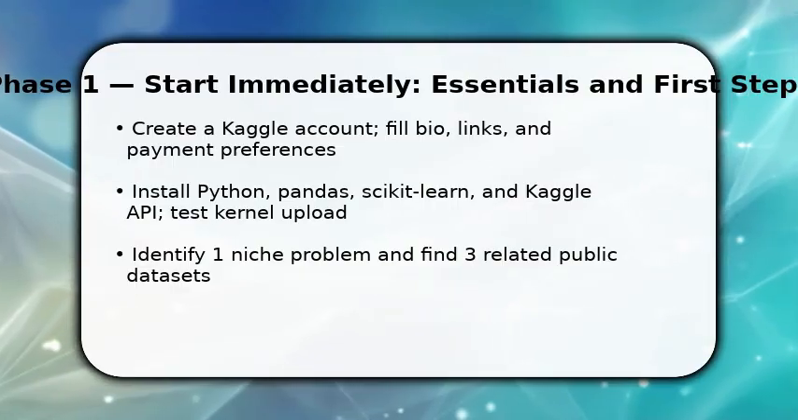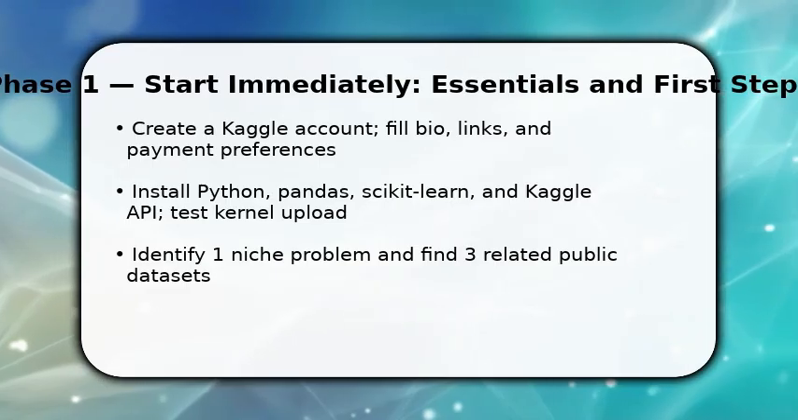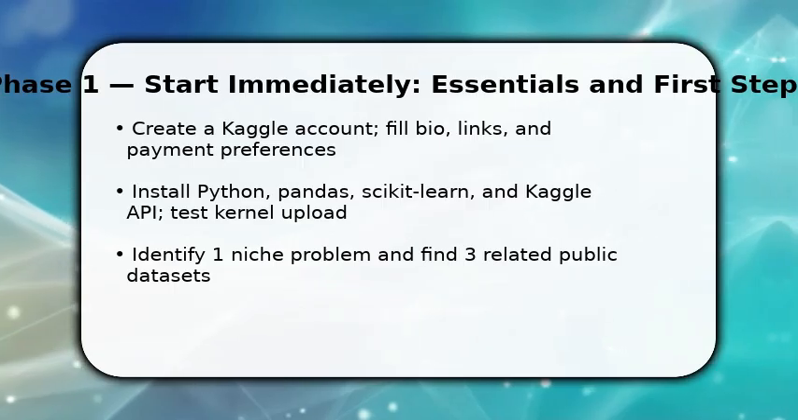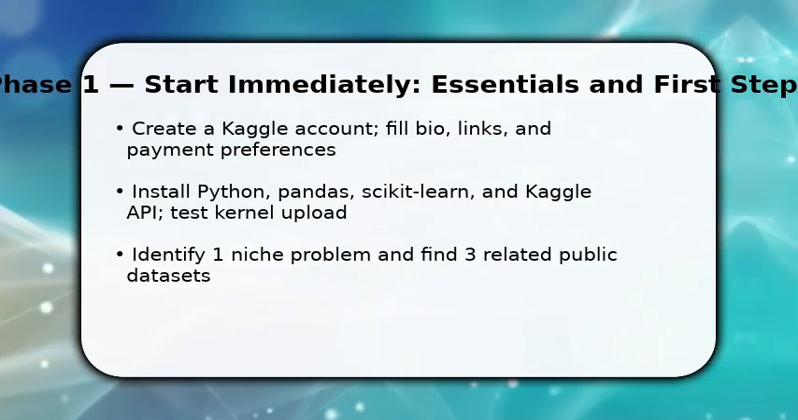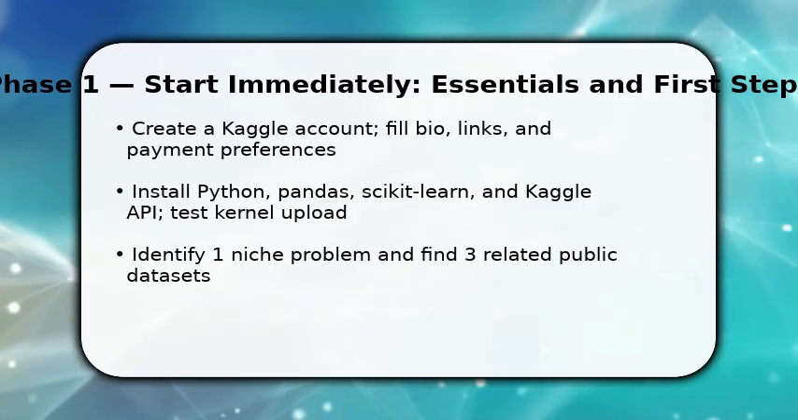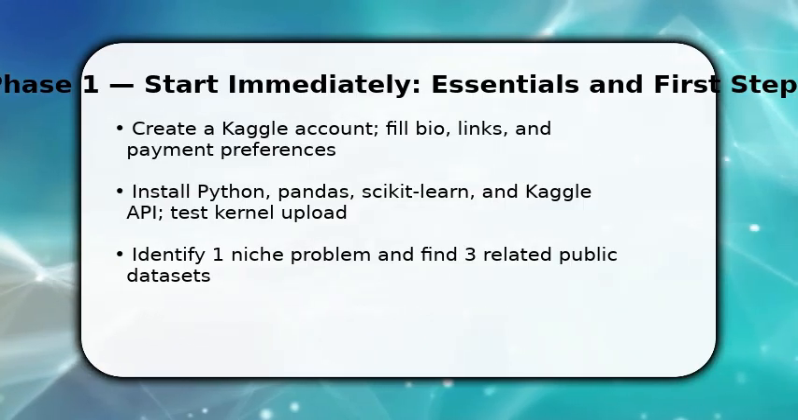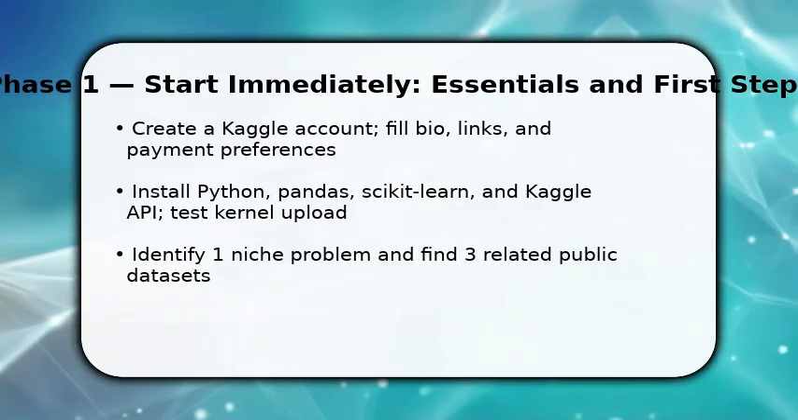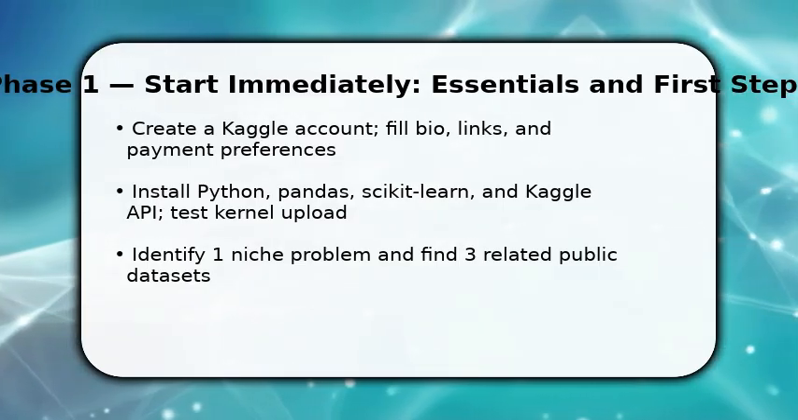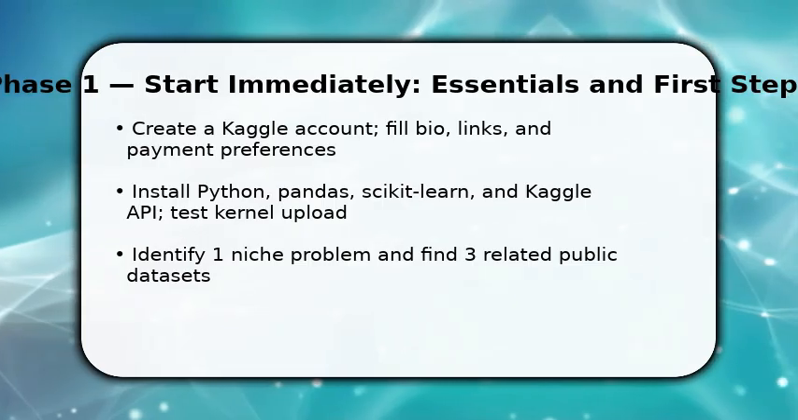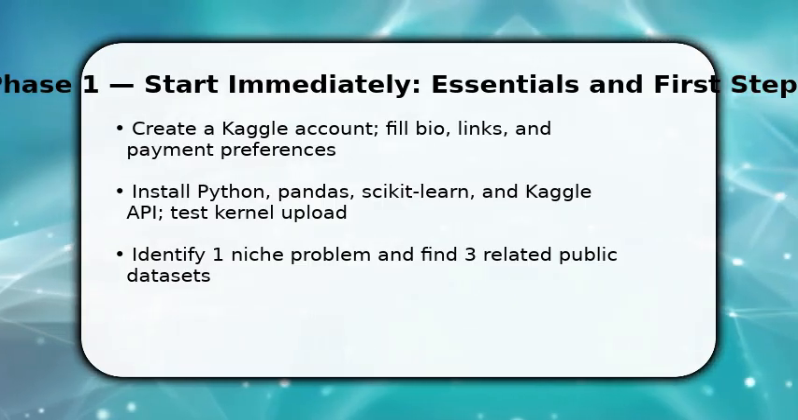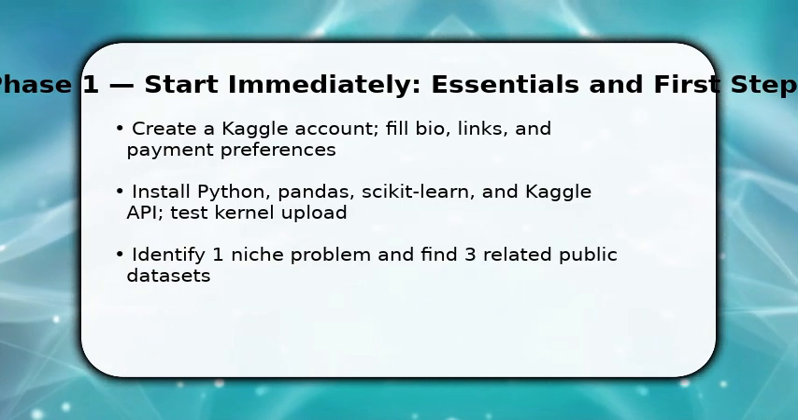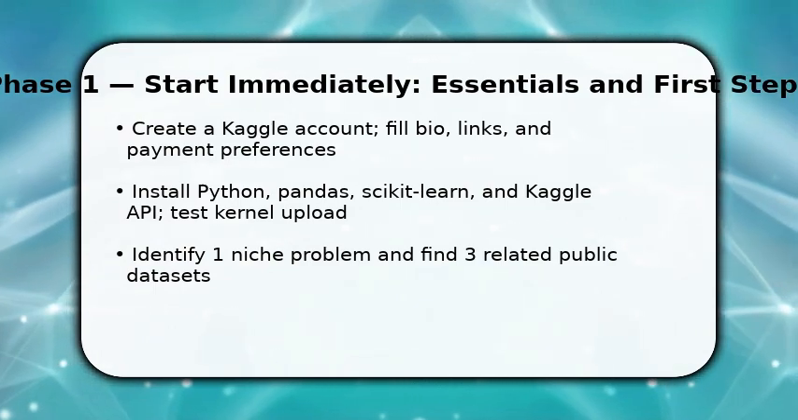You need essentials now. Verify your Kaggle account, link a GitHub, and set up payment details so you can monetize later. Install Python, Pandas, scikit-learn, and the Kaggle API, then push a simple kernel to confirm workflow. Once done, pick one niche problem with demand and collect 3 relevant public datasets. This narrows your focus and speeds progress. Make sure to document versions and dependencies. This prevents reproducibility issues when you publish or sell notebooks.